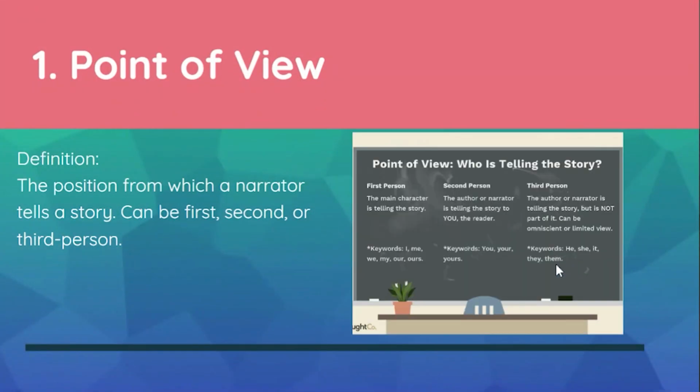Our first term today is point of view. The definition of point of view is that it is the position from which a narrator tells a story. Point of view can be in first, second, or third person points of view. In our little graphic on the side, it shows some differences between first person, second person, and third person point of view. We'll be looking at those more specifically in a moment.